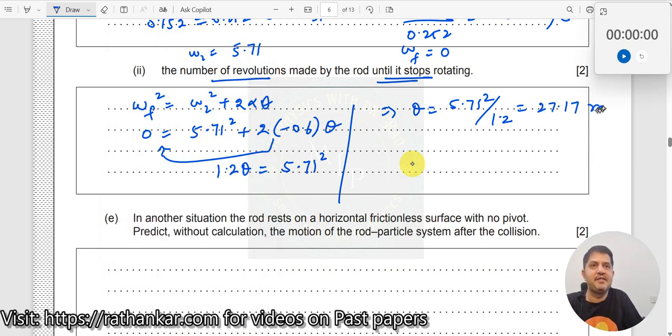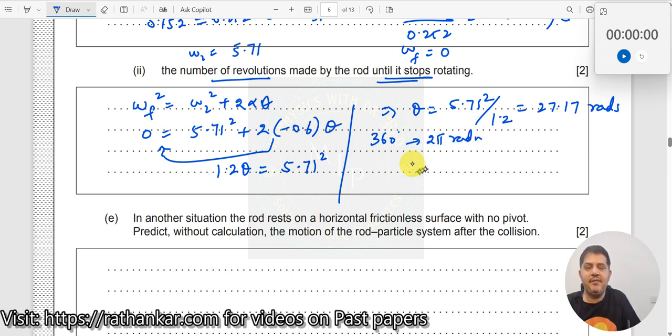27.17. What is this? This is your angle in radians. Now comes the interesting part. What is he asking? The number of revolutions. Now you know, if the rod completes one full revolution, then the angle described will be 360 degrees. In terms of radians, this is 2 pi radians.